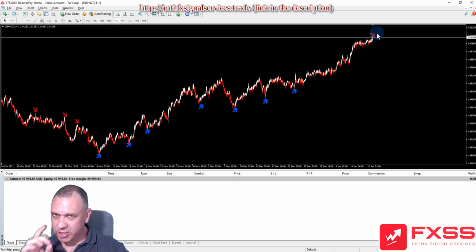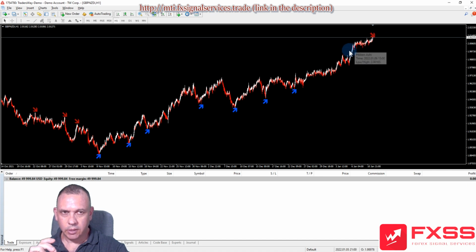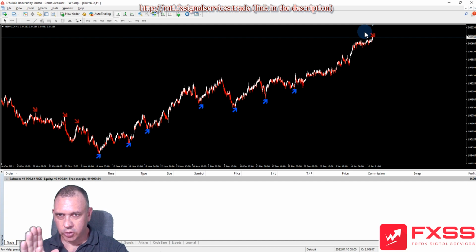This is GBP NZD, okay? Great British Pound versus the New Zealand dollar. I picked this one because it really frustrated me, and I got into this trade too early. I got in this trade when the arrow first appeared here at this point, and then it went up more. So I closed the trade and took a loss, and I said I'm going to wait, okay?